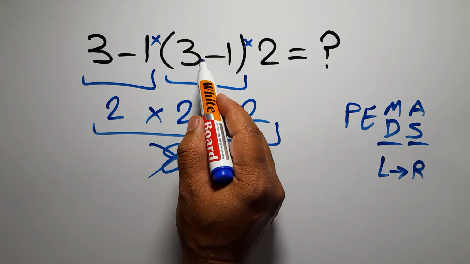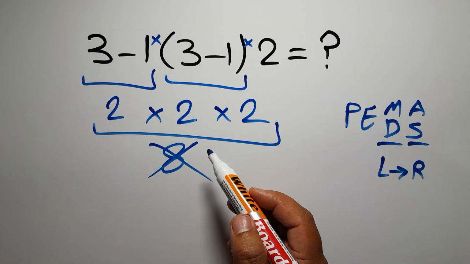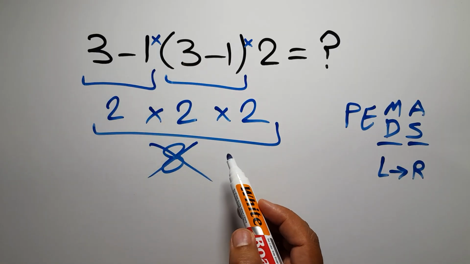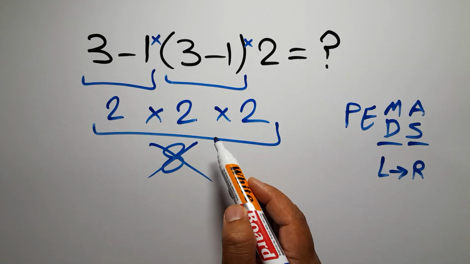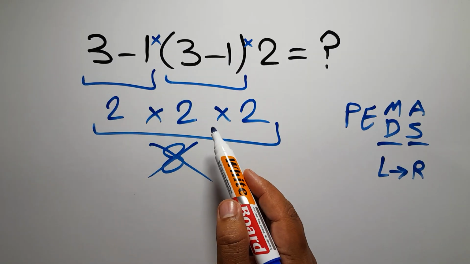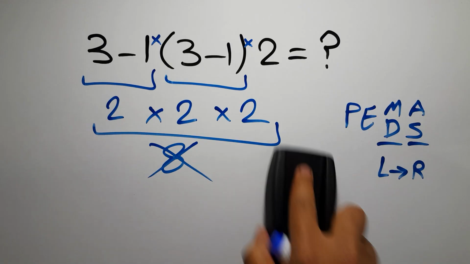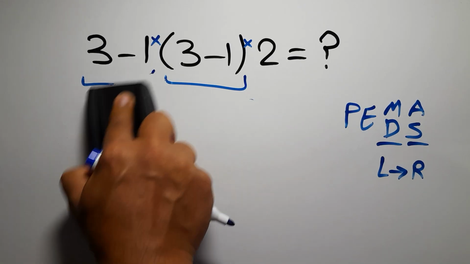Inside this parenthesis, we have 1 subtraction. Okay, according to the PEMDAS, first we have to do this parenthesis, not this subtraction. And after this parenthesis, we have to do multiplications. Okay, so first our parenthesis.